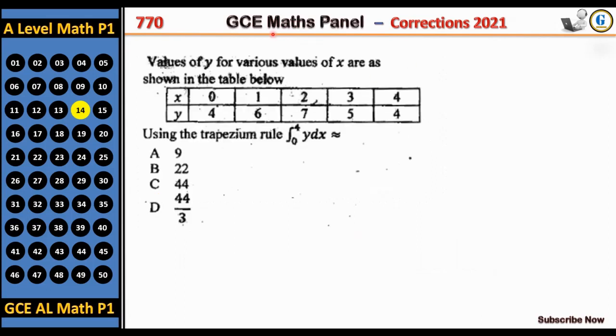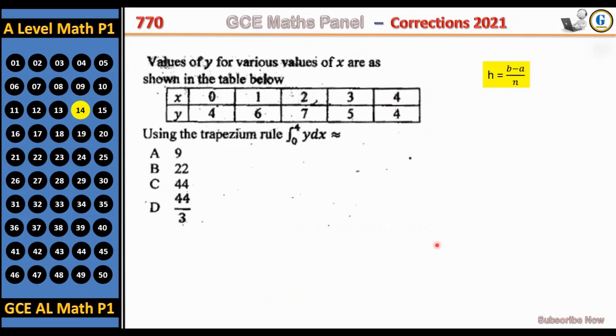14. Values of y for which the values of x are shown in the table below. Using the trapezium rule, find the integral from 0 to 4 of y dx. For the trapezium rule, you need to understand that the number of strips is equal to the number of ordinates minus 1. Ordinates means how many x values. Ordinates we have 1, 2, 3, 4, 5. So we have 5 ordinates minus 1 will give us the number of strips.